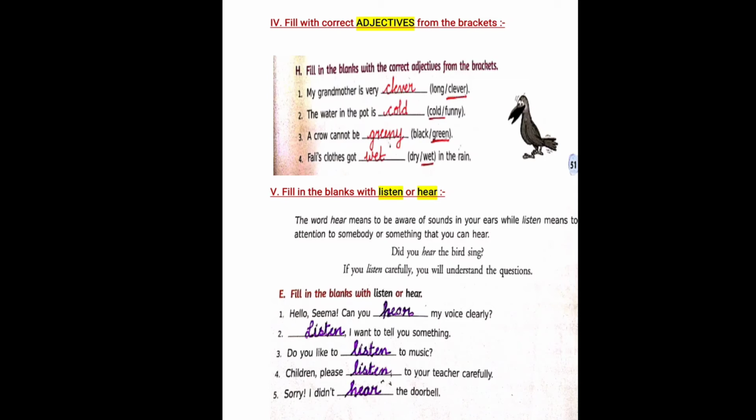So next we'll do an exercise based on this. Fill in the blanks with listen or hear. Hello Seema, can you hear my voice clearly? Yes? Are you able to hear my voice? Second one, dash, I want to tell you something. So your friends will call you and say, no, Sharan, listen, I want to tell you something. So listen means pay attention to me. Listen, I want to tell you something.